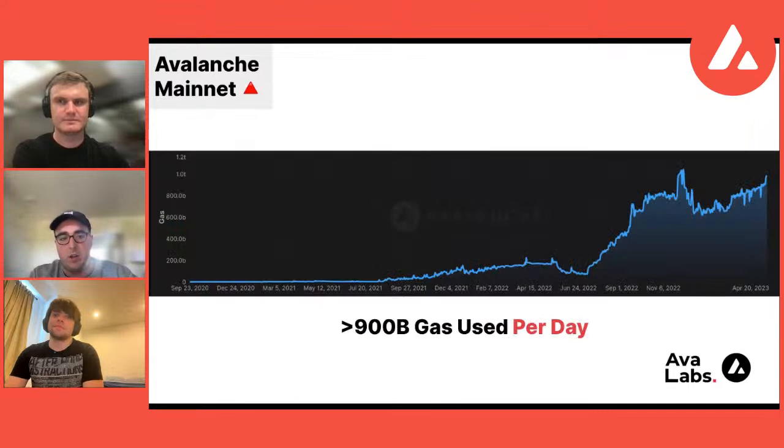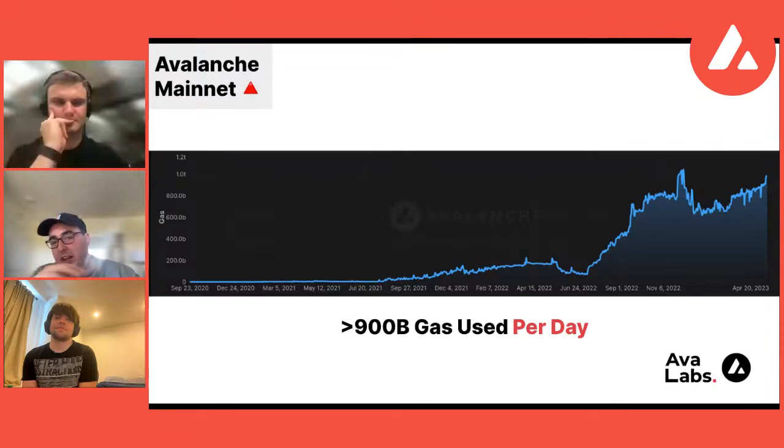The Avalanche network now uses more than 900 billion gas per day, which is more than any other EVM chain, which is really crazy and exciting to see in terms of what people are actually using Avalanche for. And this is without Warp Messaging connected to things. This is without elastic subnets connected. So it's great to see this in early activity.